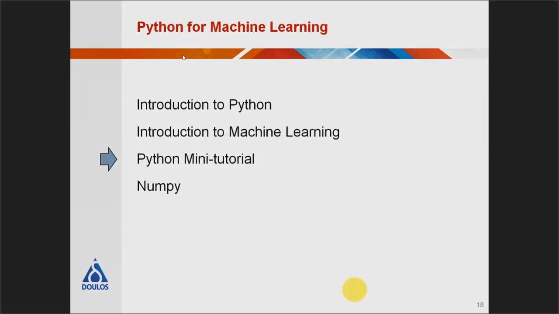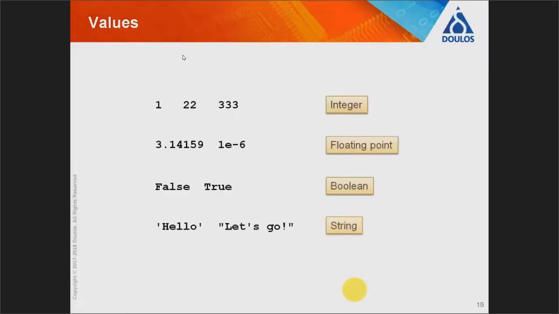Let's take a look now at a mini Python tutorial. So Python is a programming language like any other. It lets you represent values. So in Python, we can write integers, floating point values, Boolean values, and notice that False and True are each capitalized. We can also have strings.